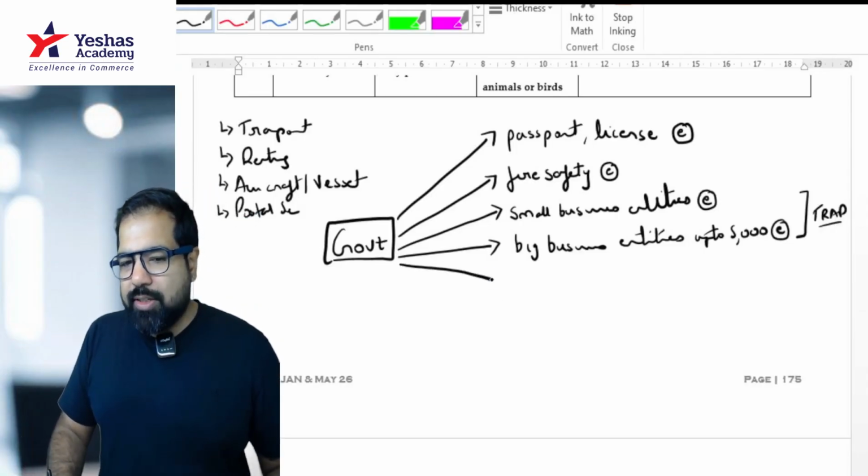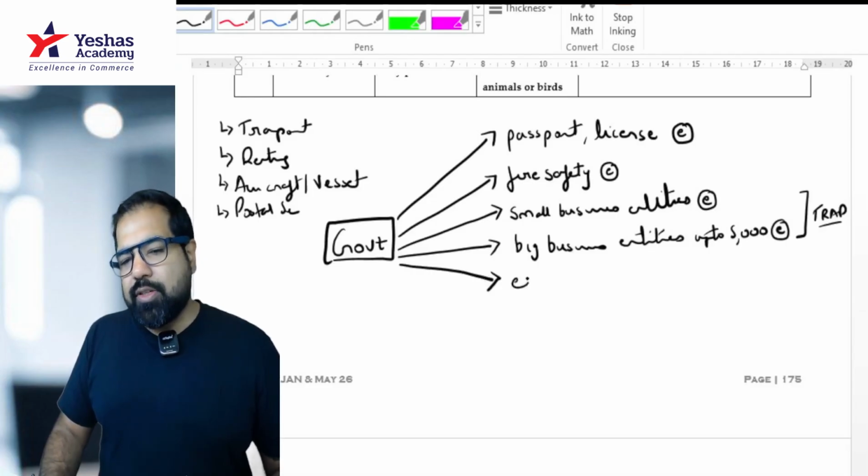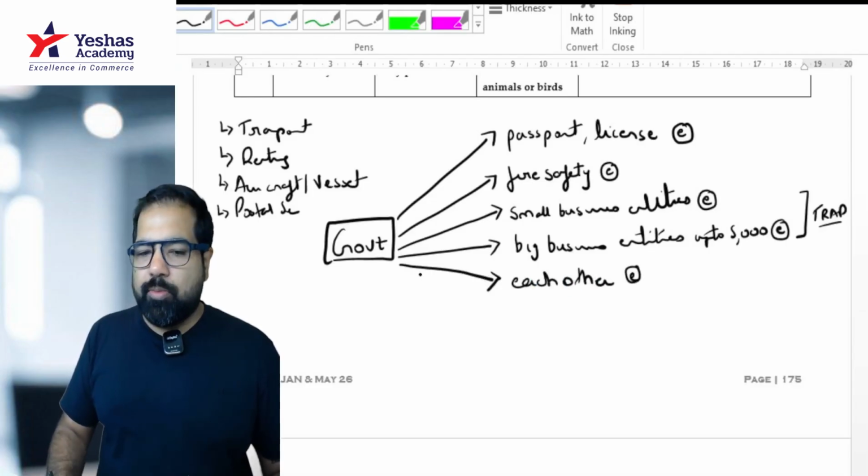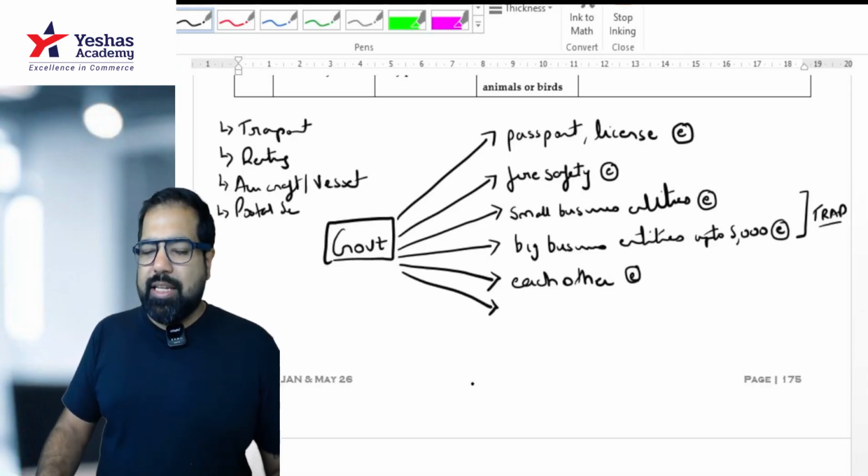Let's move to government services and continue. When the government provides services to each other, then it is completely exempt. There is no problem there. Next, let's keep listing them down.